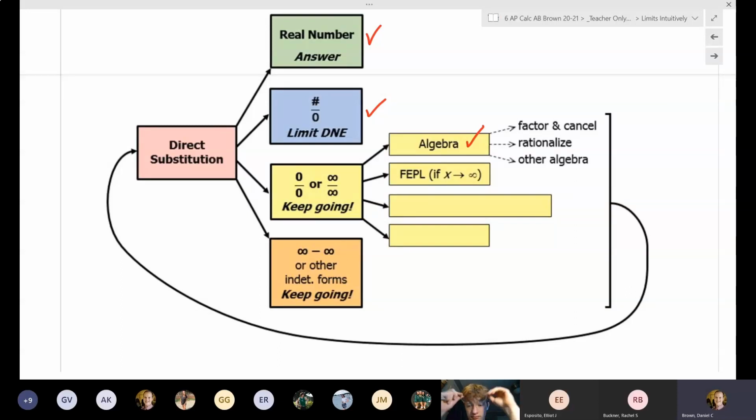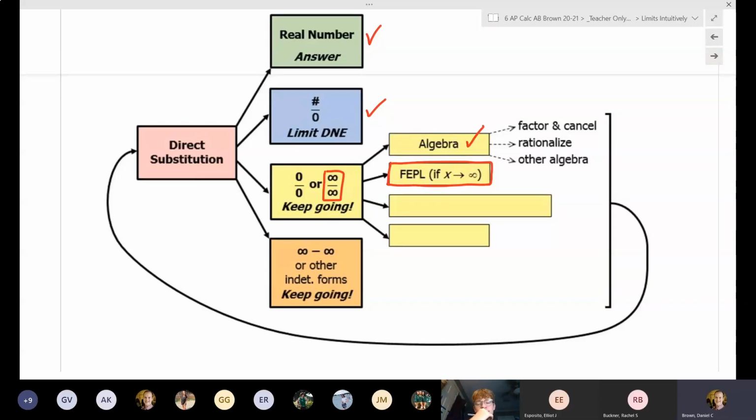I'm going to add another case. And this is not a math term by any means. It's just an acronym used to help you memorize your answers. It is going to be used when you have 0 over 0 or infinity over infinity. In fact, usually you're going to have something like infinity over infinity. And I call it FEPL, F-E-P-L. And it's going to be useful as x goes to infinity.